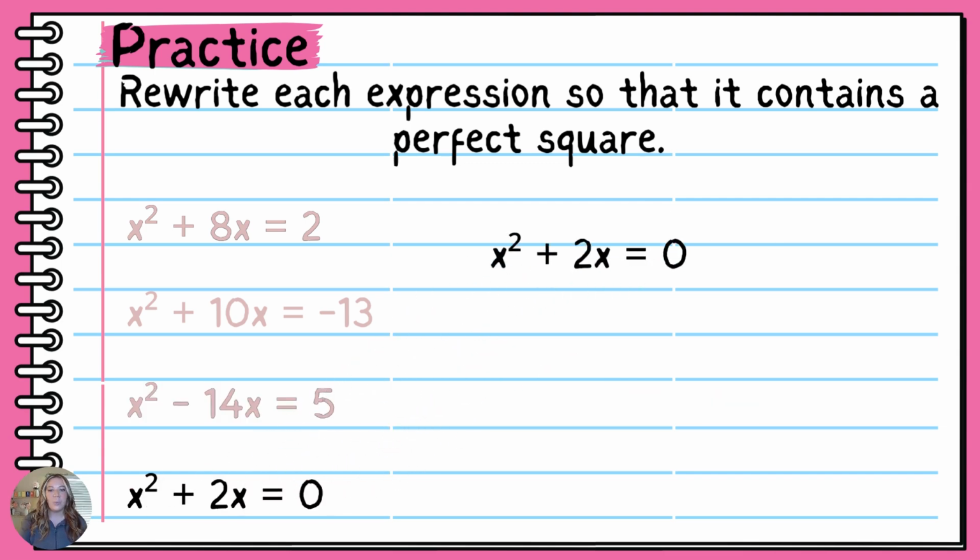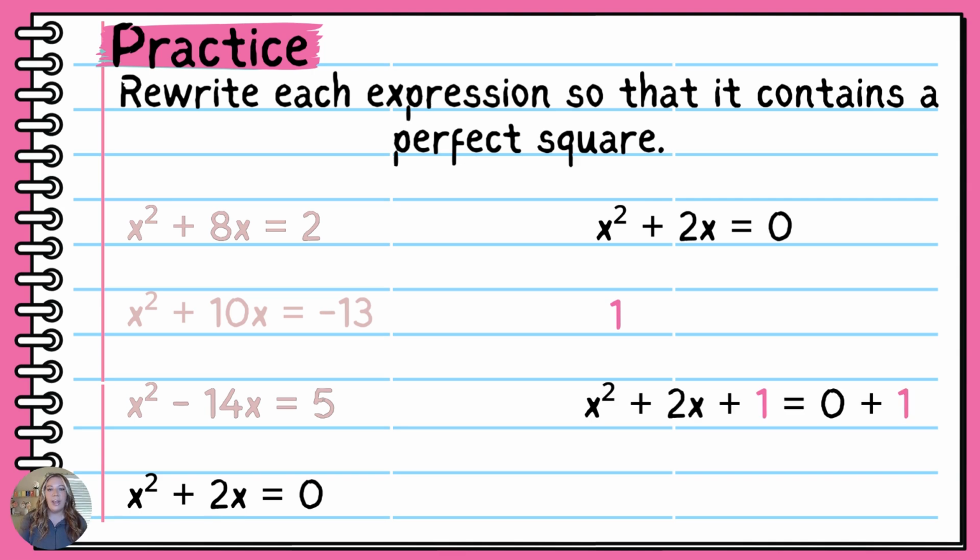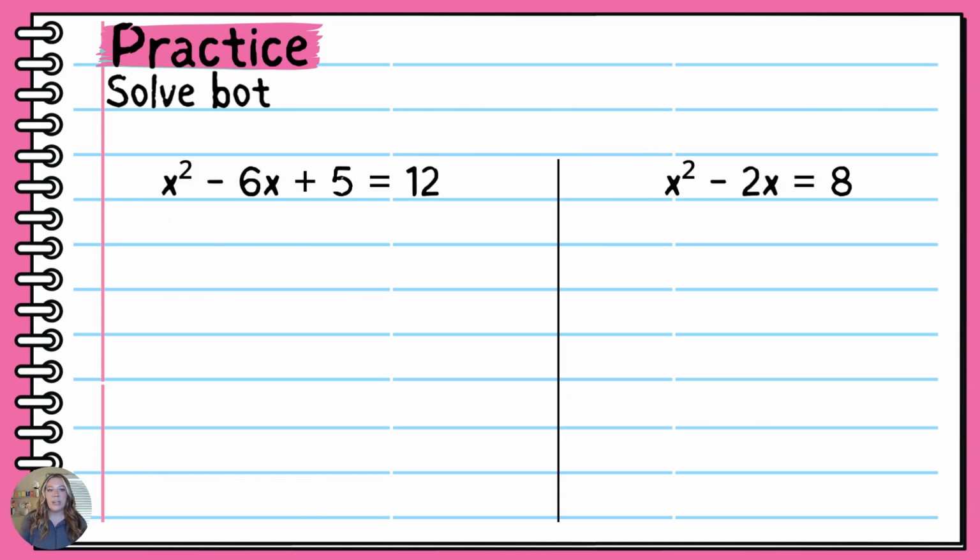Let's try that last one. Okay, so we're going to take half of b, which in this example is 2. So we get 1 squared, which is still just 1. So if we add that to both sides of our equation, 0 plus 1 is still just 1. On the left side, we need to make it in factored form, so we'll write it as (x + 1) squared equals 1.